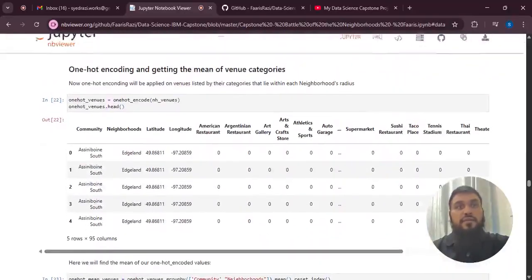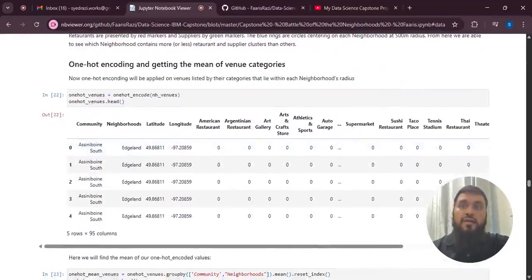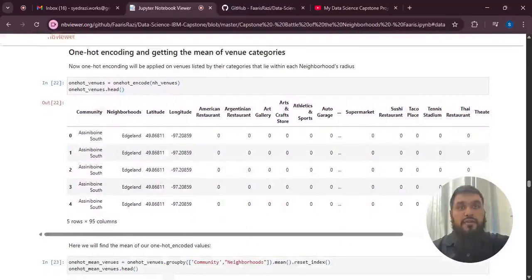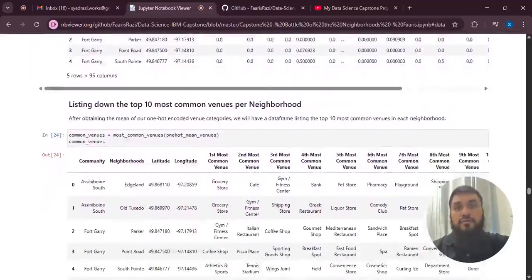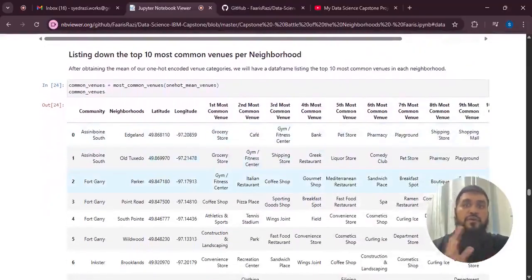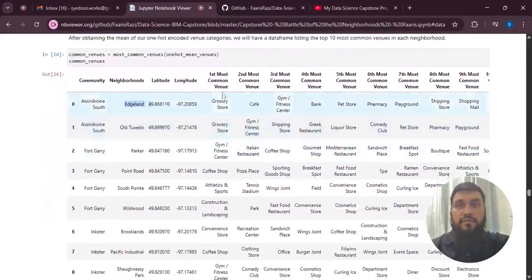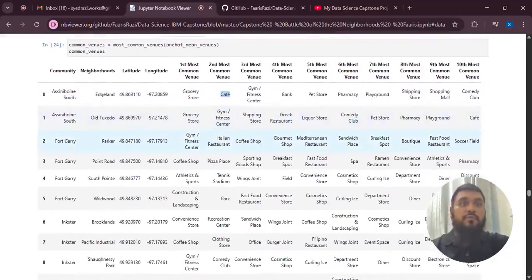And you get to see their distribution in a different visual as well. So we apply one-hot encoding, basically getting the mean of the venue categories. And the end goal of this algorithm here is to summarize the most common venues across the different neighborhoods. So we have, for example, within Edgeland, the first most common venue is grocery store, followed by cafe, all the way up to the 10th most common venue as comedy club. Similarly, for the other neighborhoods, you'll get to see their top 10 most common venues.